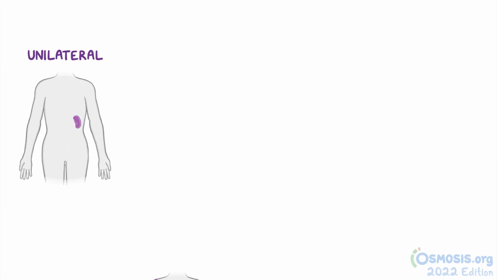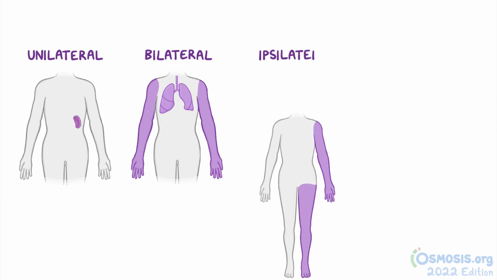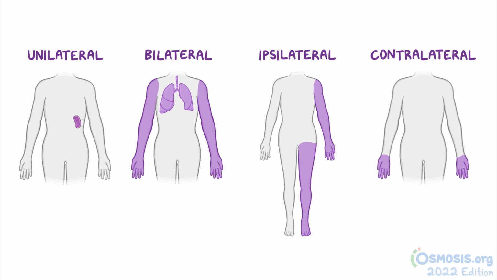We also have body parts that are unilateral, like the spleen, and others that are bilateral, like the limbs or the lungs. Some structures can be ipsilateral to one another on the same side, while others are contralateral or on the opposite side.